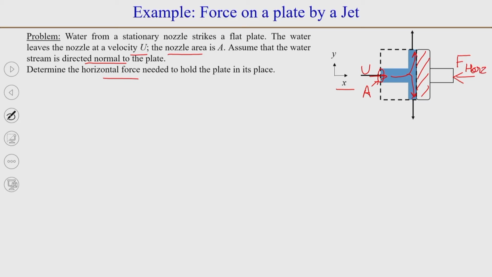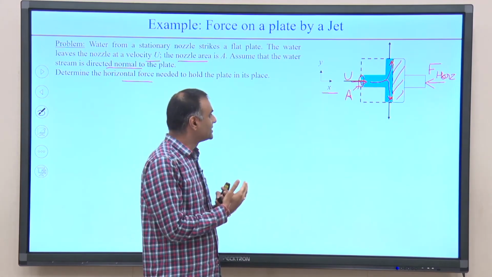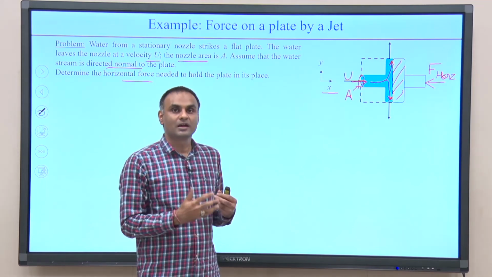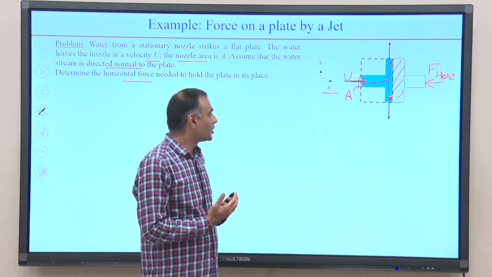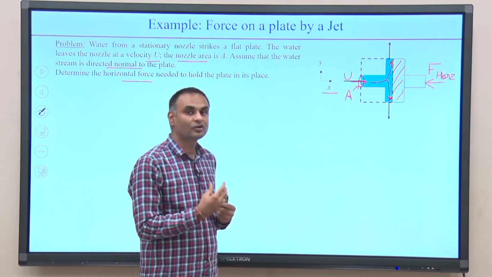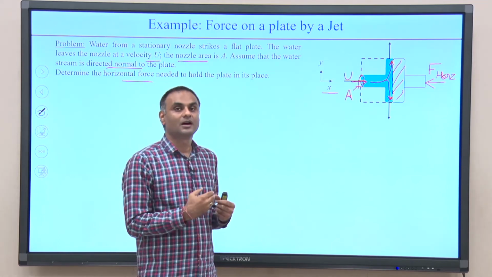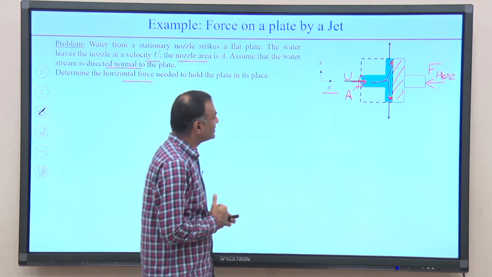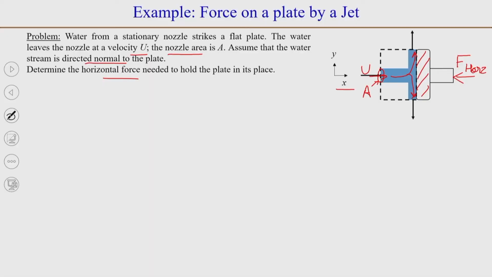Now, we are going to solve this problem using two different control volumes. The objective of using two different control volumes is to demonstrate that the choice of control volume is important. If you choose a correct control volume, or if you choose the control volume judiciously, then the effort becomes less. Okay. So, the first control volume that we have chosen is as shown by the dotted line here. So, this is our control volume.